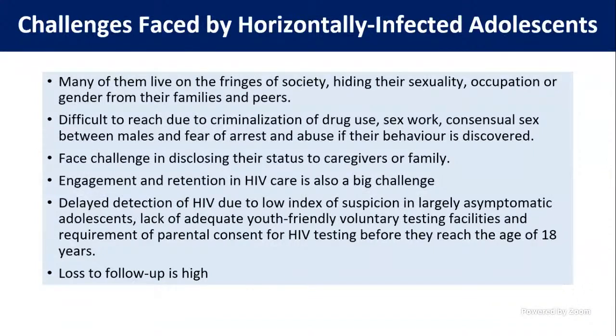So they might be living in a very fringe society, hiding their sexuality. There may be problems in occupation or gender. There may be lots of criminalization. If they are HIV positive and having high-risk behavior, they can indulge in drug abuse. They can take up sex work.